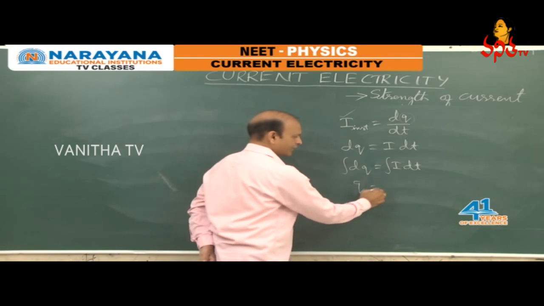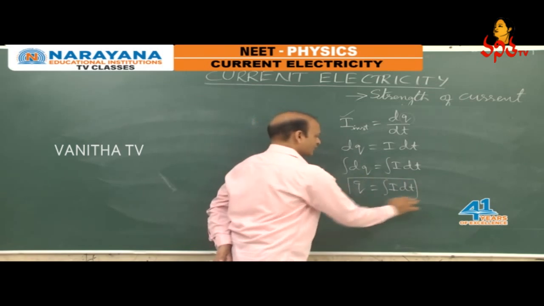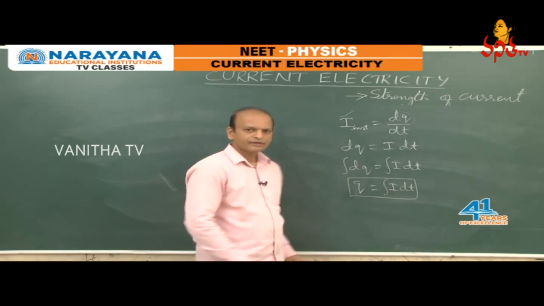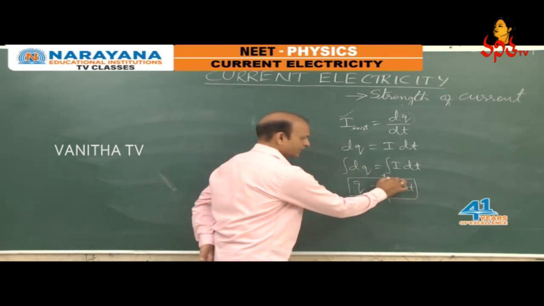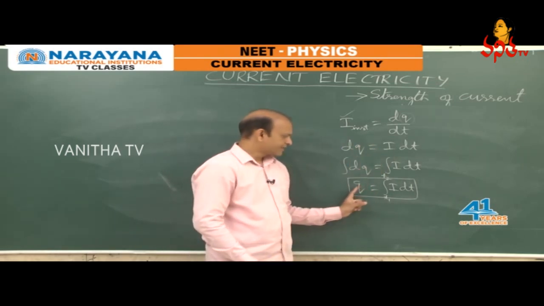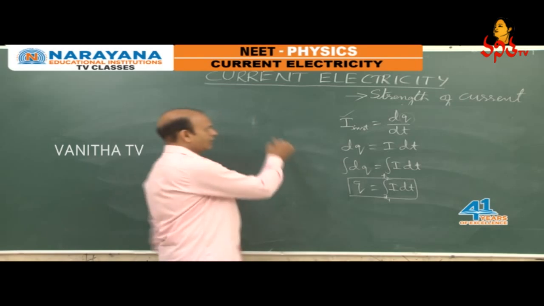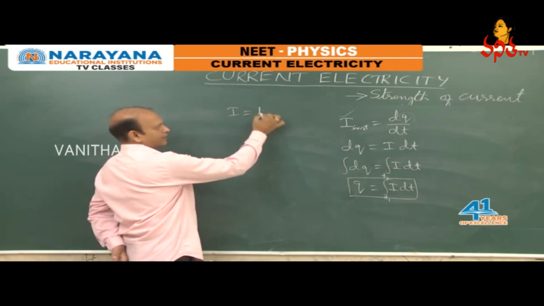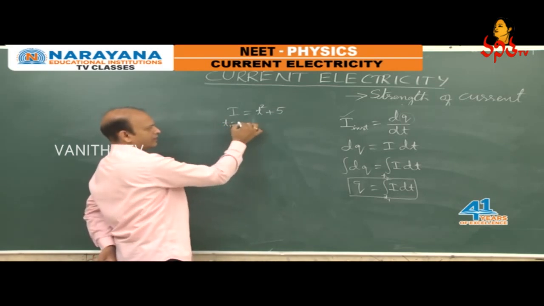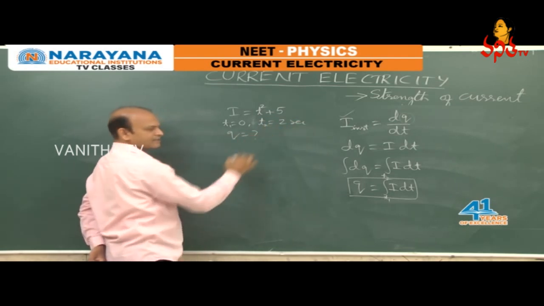Integral dq gives q, which equals integral I dt. So this integration calculates the total amount of charge passing, with an interval of t1 to t2 seconds, from so and so time to so and so time. That is the net amount of charge. We take this equation. Suppose current is given as t square plus 5. Then from t1 equals 0 to t2 equals 2 seconds, what is the total amount of charge passing?